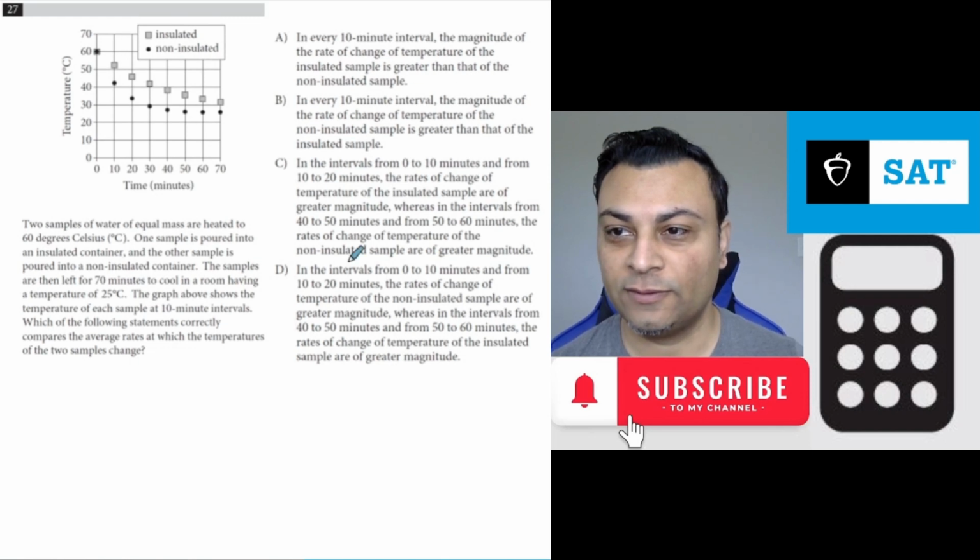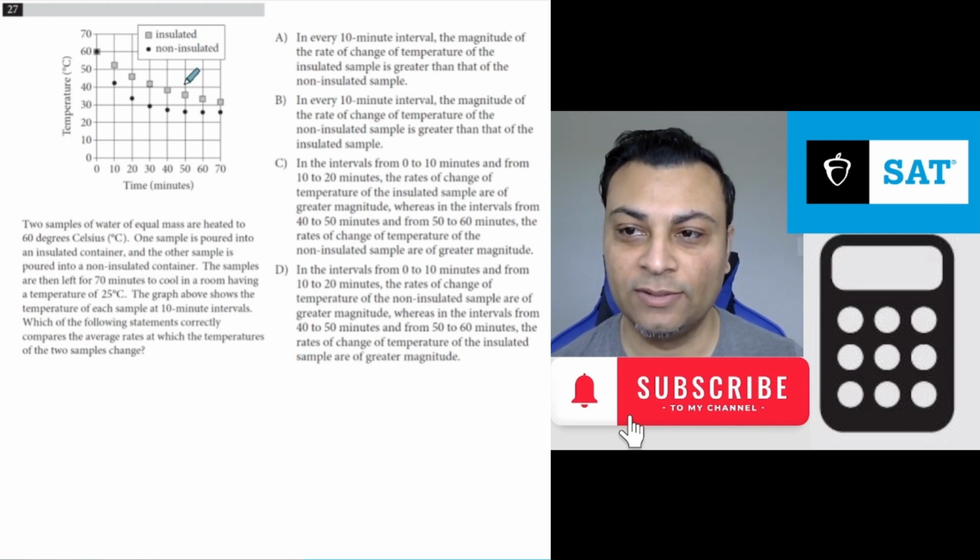Okay, question 27 says two samples of water of equal mass are heated to 60 degrees Celsius. One sample is poured into an insulated container and the other sample is poured into a non-insulated container. So we have the two types of containers. The samples are then left for 70 minutes to cool in a room having a temperature of 25 degrees Celsius. The graph above shows the temperature of each sample at 10-minute intervals. Which of the following statements correctly compares the average rates at which the temperatures of the two samples change?